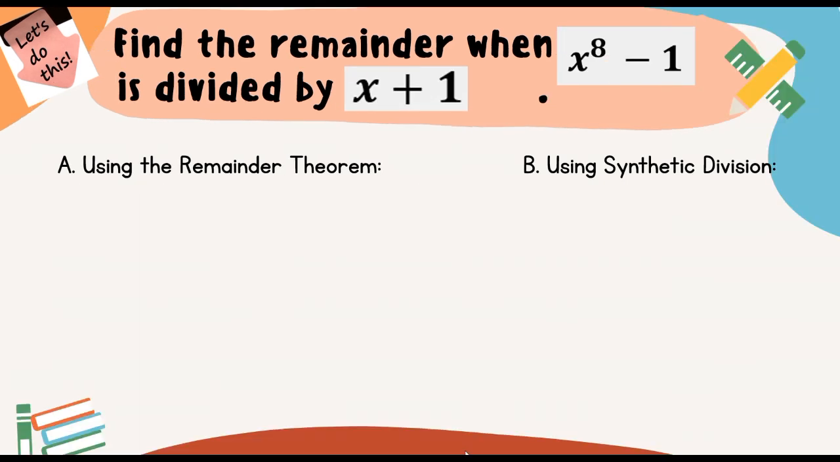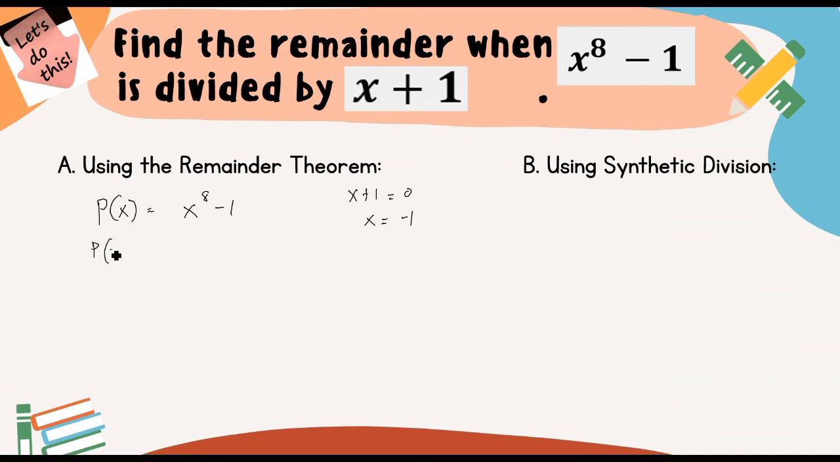So, let us have the last example. Let us find the remainder when x raised to 8 minus 1 is divided by x plus 1. So, paano naman po ito? Paano natin kukunin yung remainder? So, again, we have p of x is equal to x raised to 8 minus 1. So, ang magiging x value natin, so x plus 1 equals to 0. So, therefore, x is equal to negative 1.